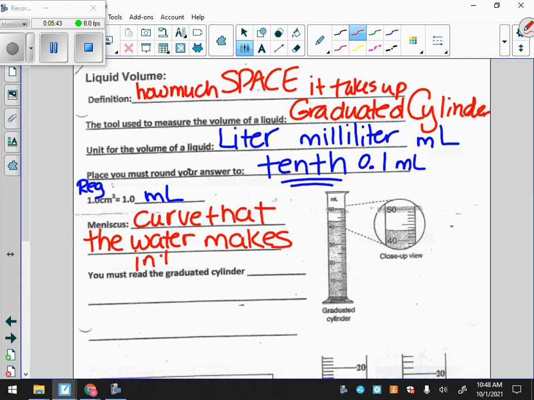In the GC, what does GC stand for? Do I have to write it all out? What does it stand for, Ashley? Graduated cylinder. If you don't know what GC stands for, write it. Graduated cylinder. Adriana, what's the meniscus? Just read it.